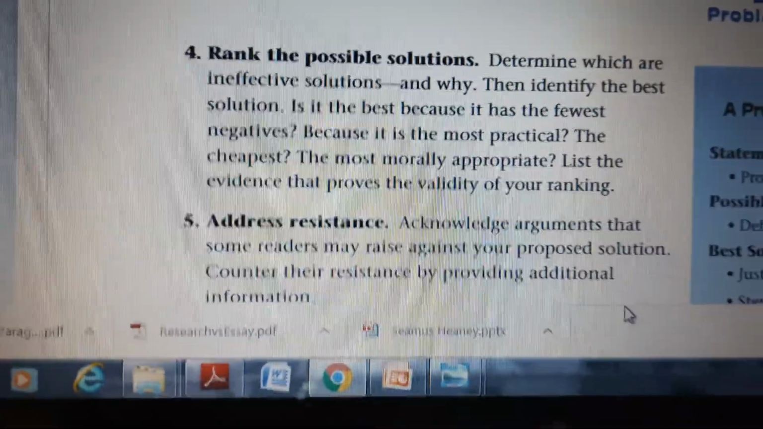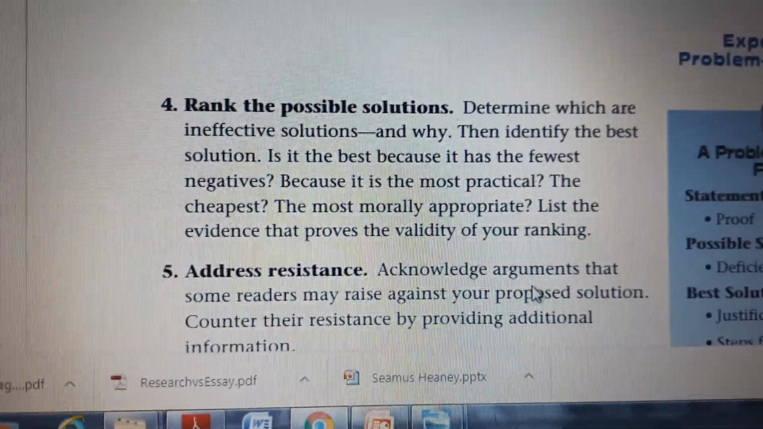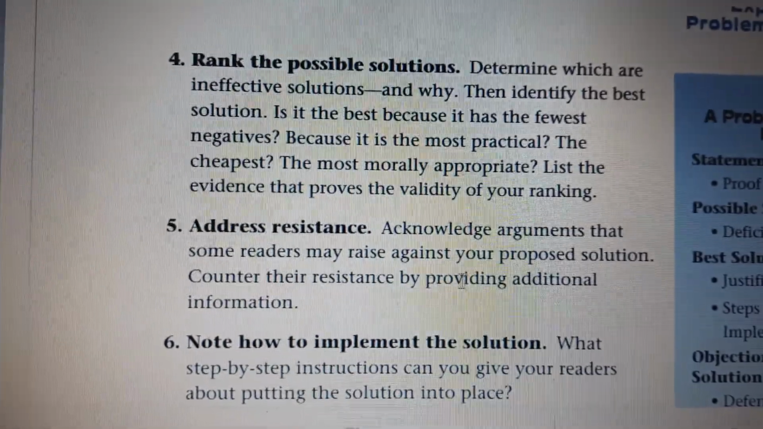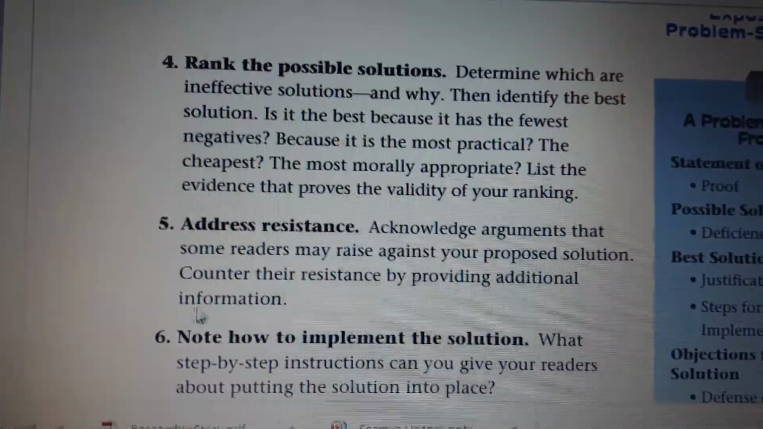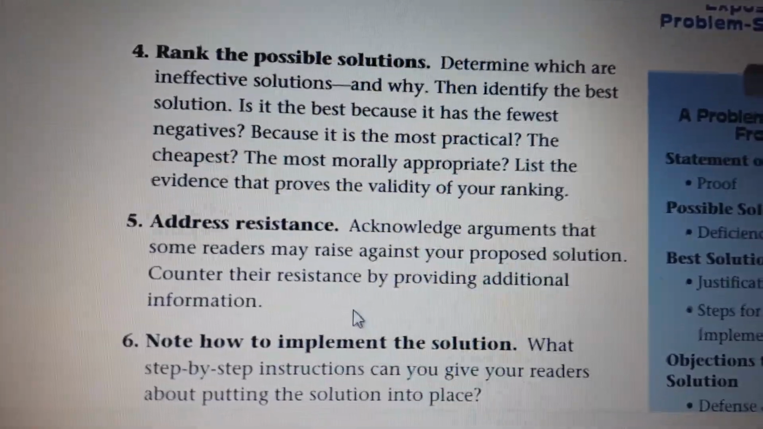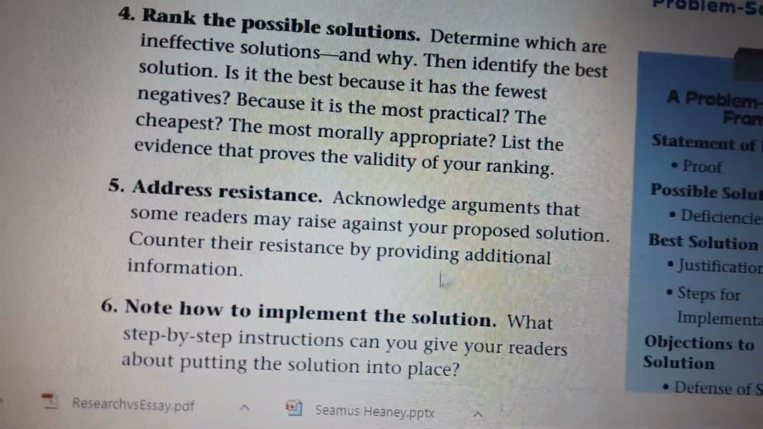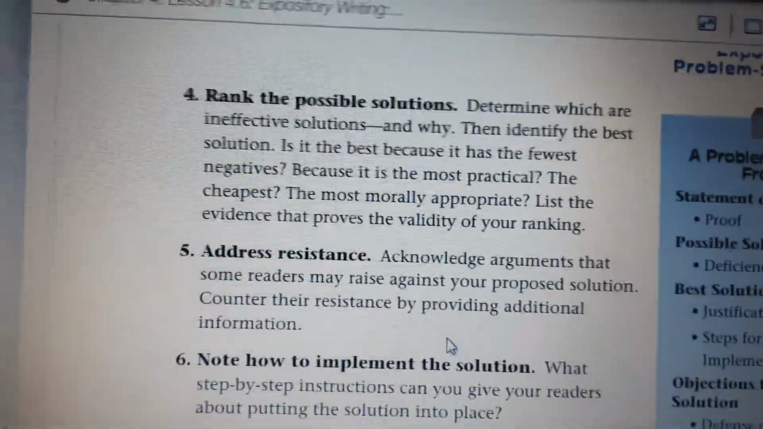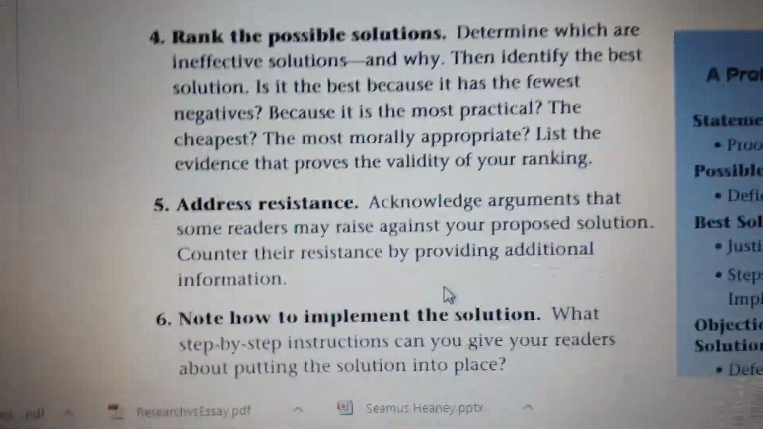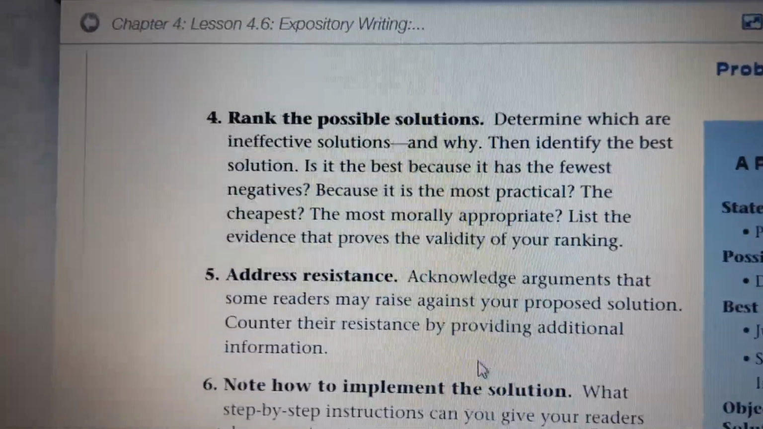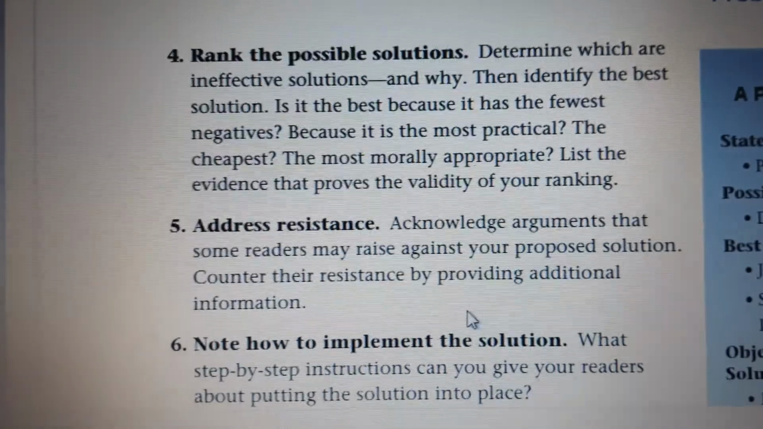Address resistance. Acknowledge arguments that some readers may raise against your proposed solution. Counter their resistance by providing additional information. So this is so good. People might disagree with you. You have to know why and address them. So address resistance. This is so good.